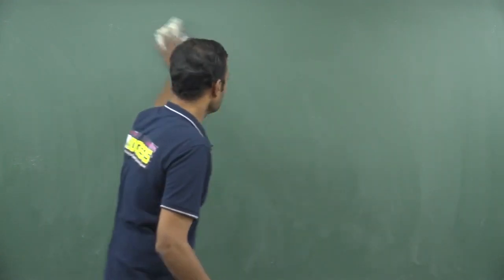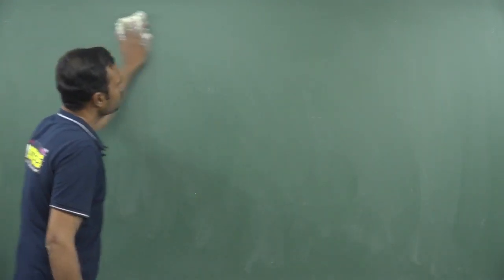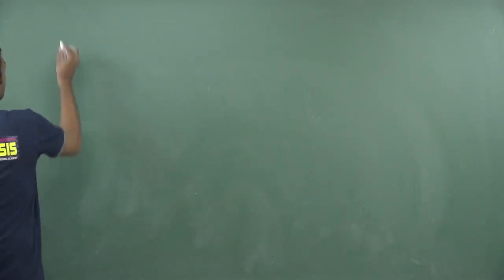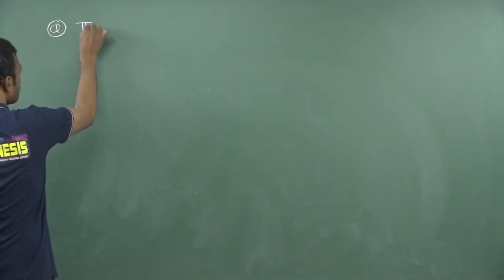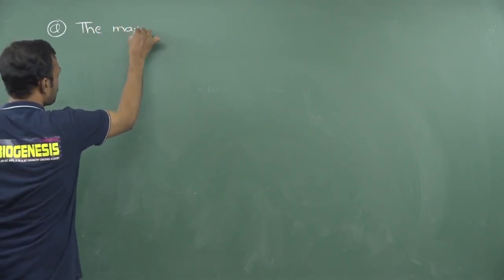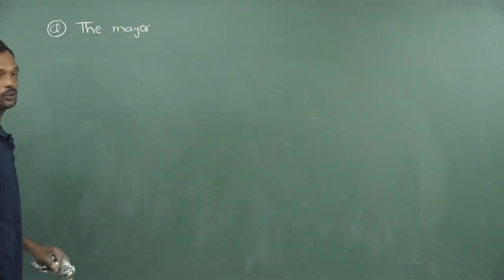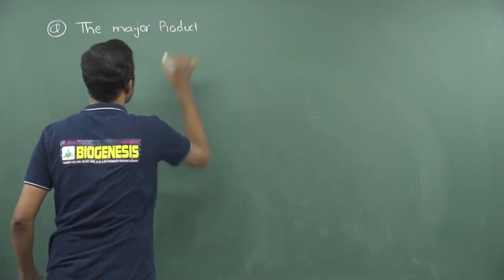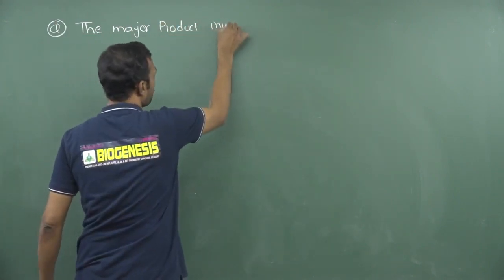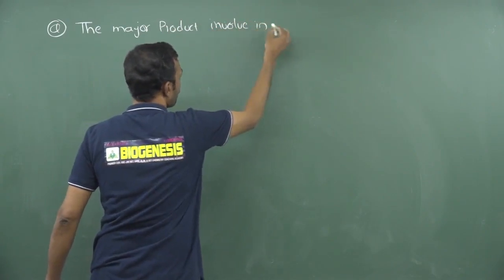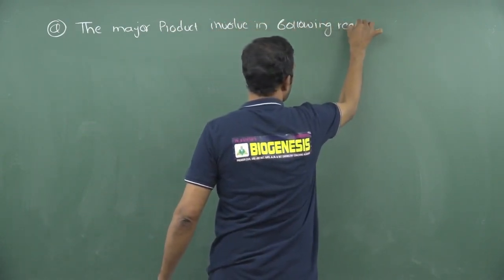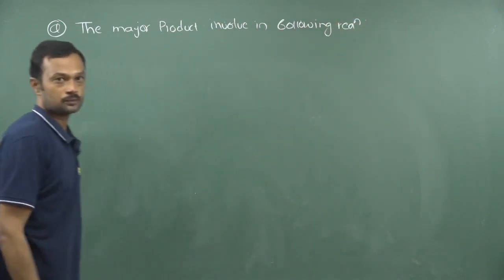Okay. Now see, I will give one question which is asked in CSIR examination as well as GATE. Multiple times it is repeated. Okay. Just go through it. I am asking about the major product. What is the major product involved in the following reaction?